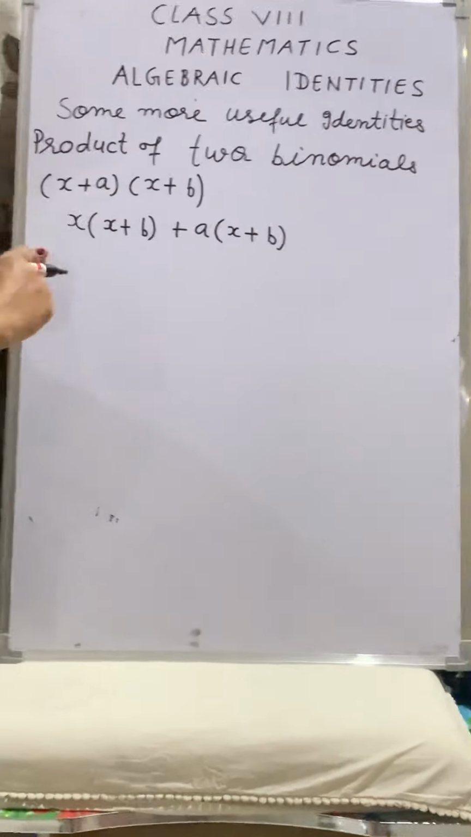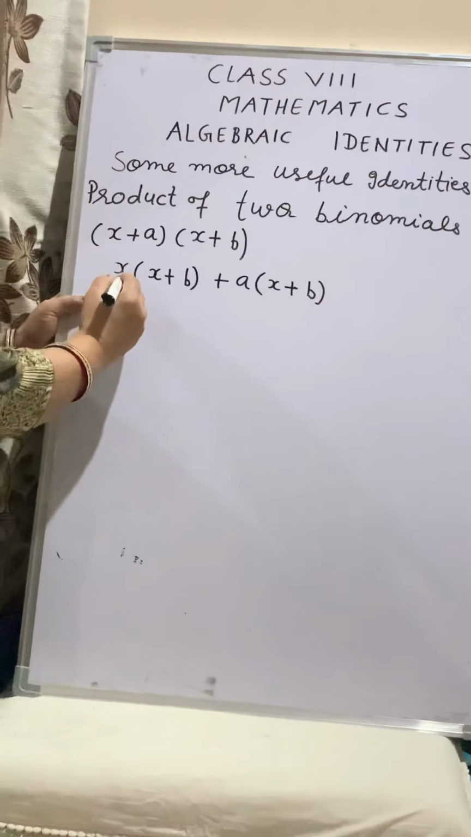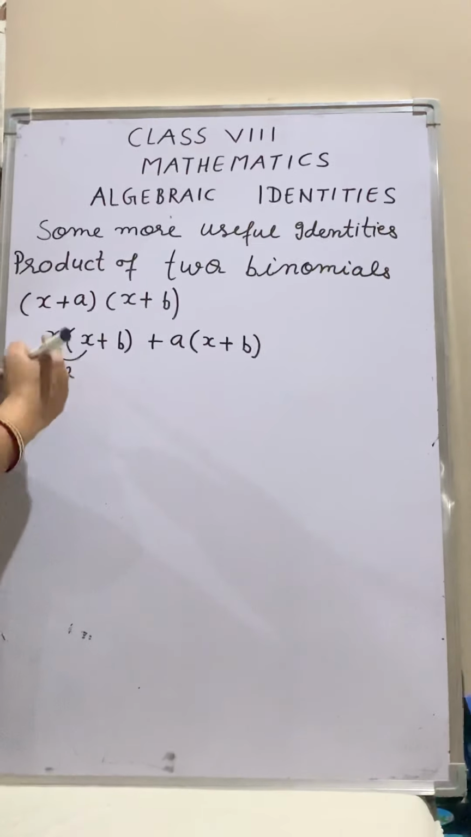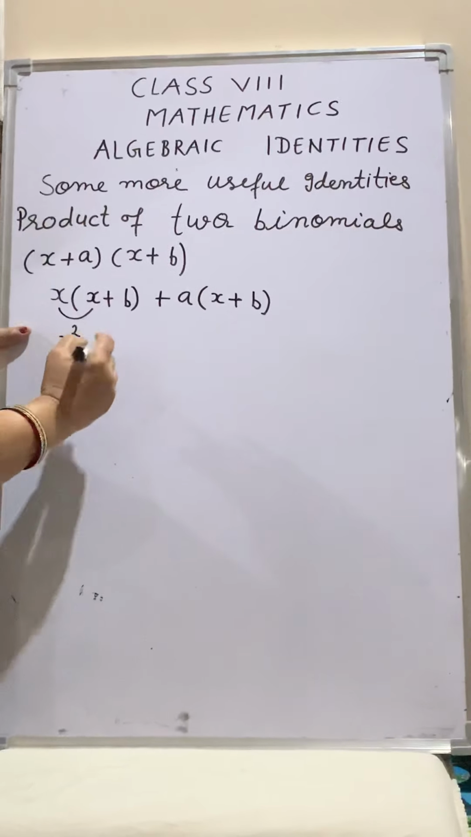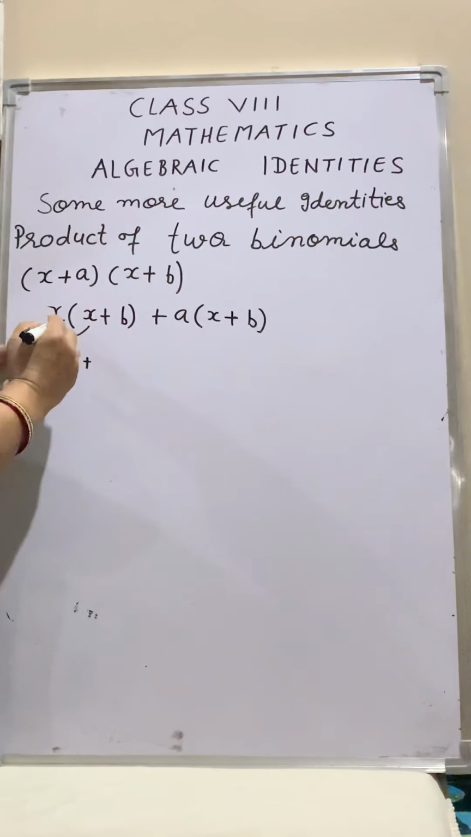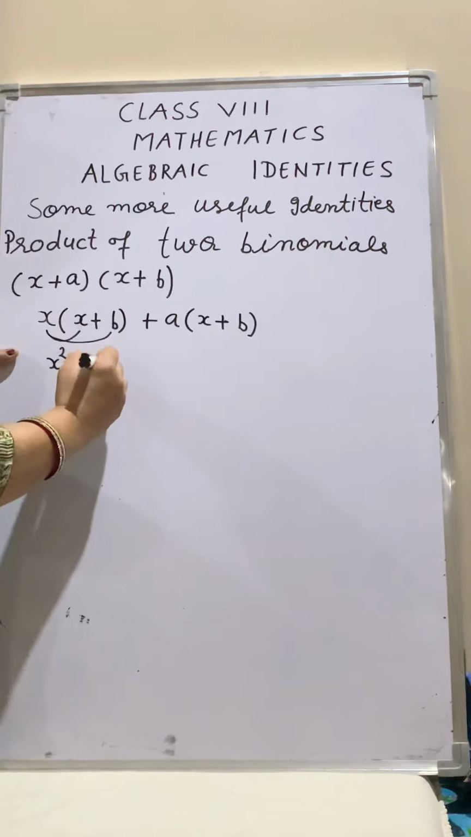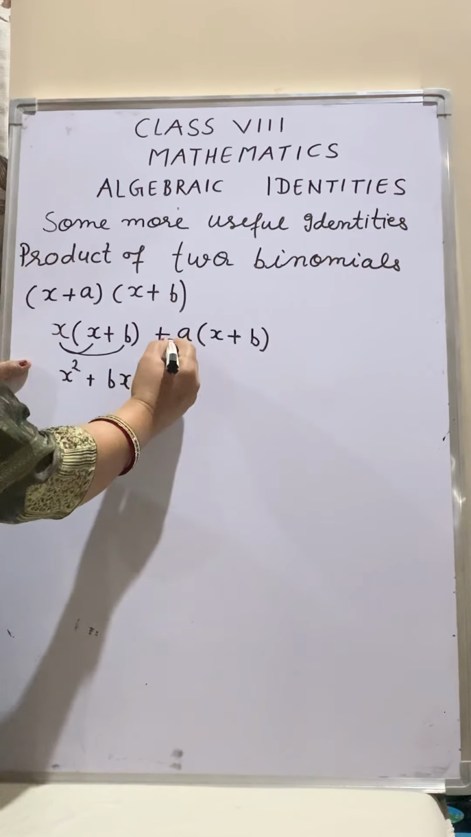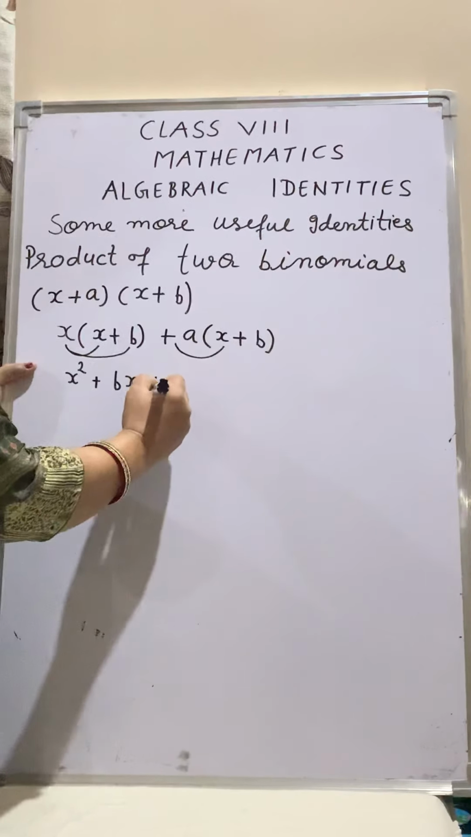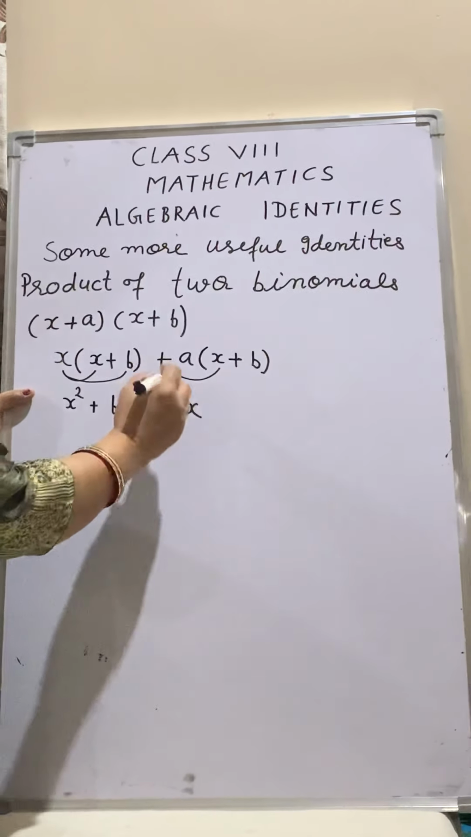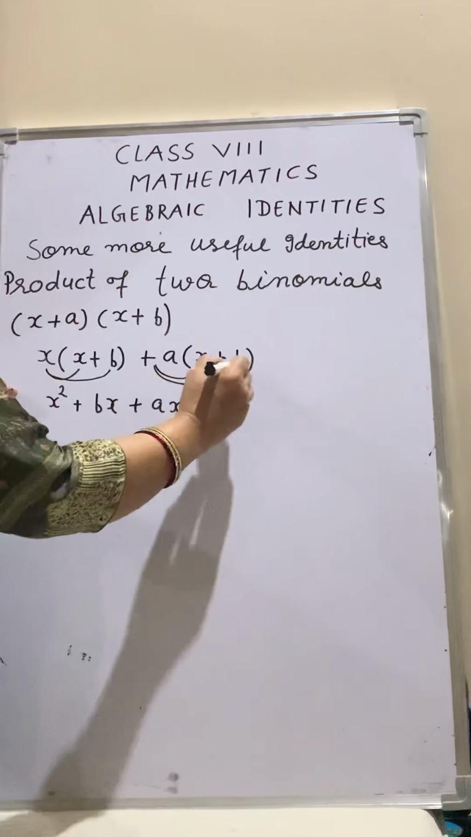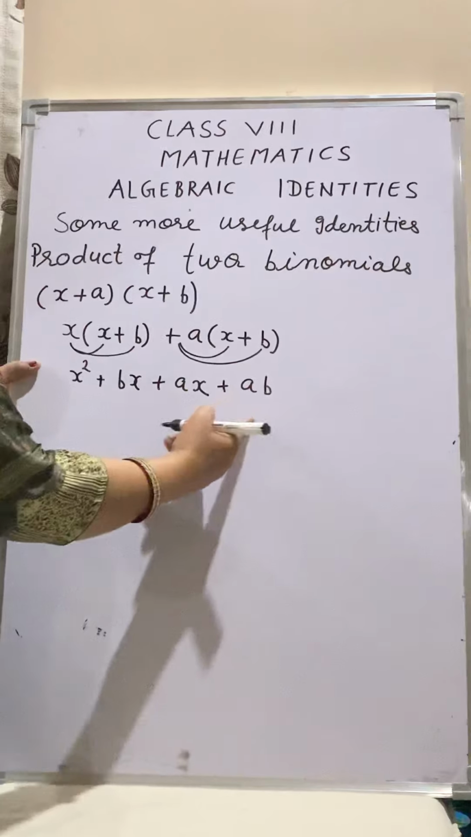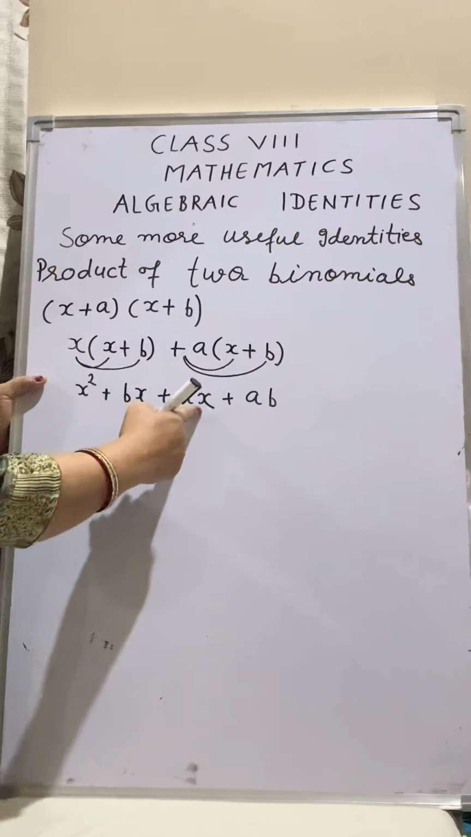Now we will use the distributive property. X with x, x raised to power 2. Bases are the same, so the powers will be added. Plus x multiplied with b, it means bx. Now we will multiply plus a with x, plus ax, and plus a with b, plus ab. It means 4 terms. These are like terms.